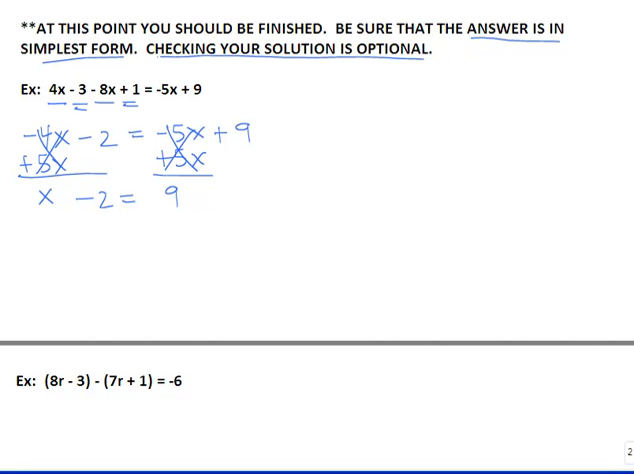So we've moved our x's to the left side. That means we need to move our numbers to the right side. To undo subtraction by 2, I'm going to add 2 to both sides. These will cancel out, giving me just my x, and 9 plus 2 is 11. So I have x totally isolated, there's no coefficient in front of it, so I'm finished. x equals 11.